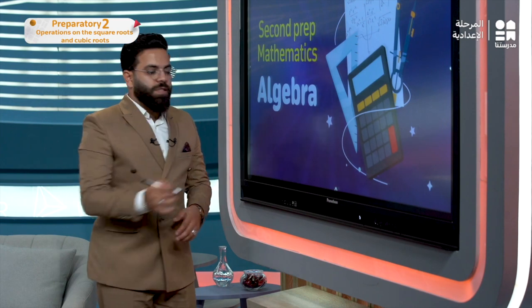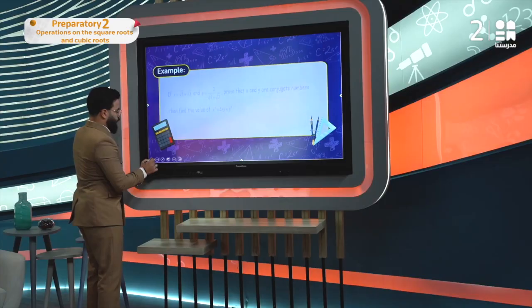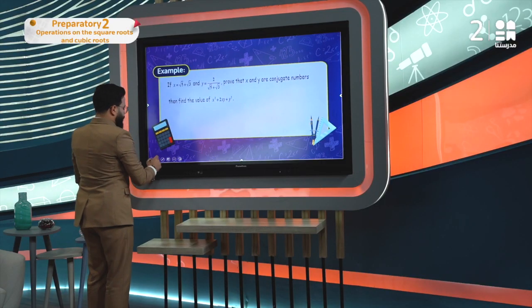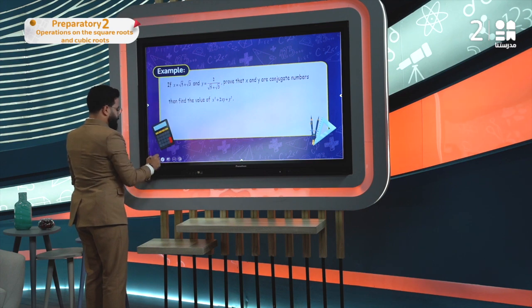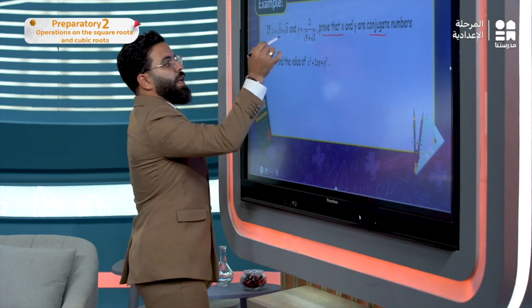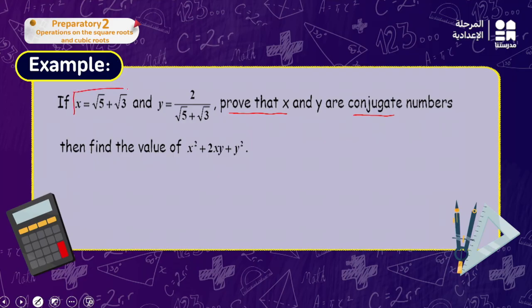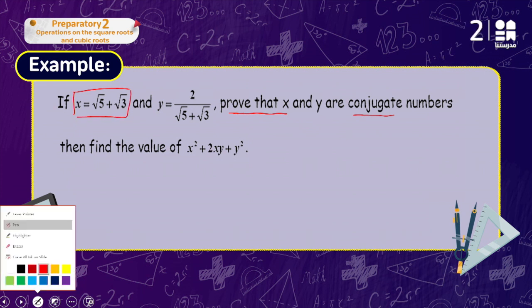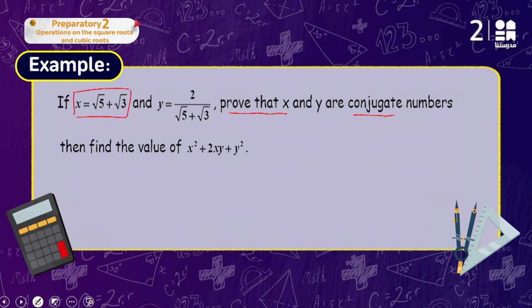Let's look together at more examples on square root and cube root. Look with me at this example. This is x equals square root of 5 plus square root of 3 and y equals 2 over square root of 5 plus square root of 3. The first requirement is prove that x and y are two conjugates. If you look here, x is simplified, so y must be simplified also.